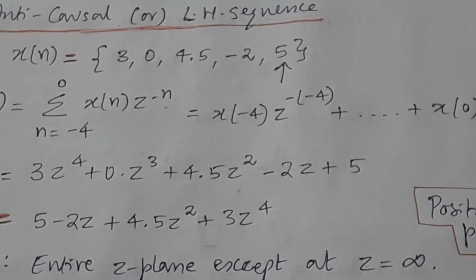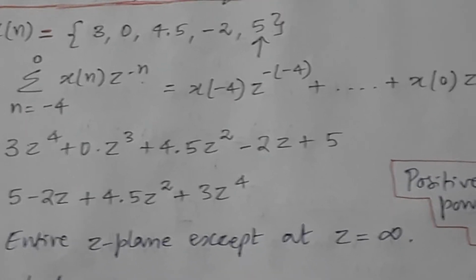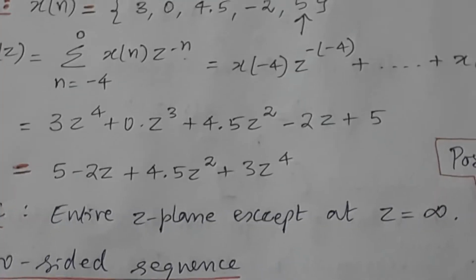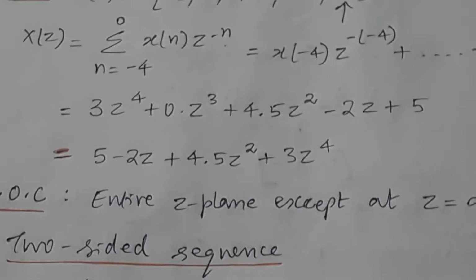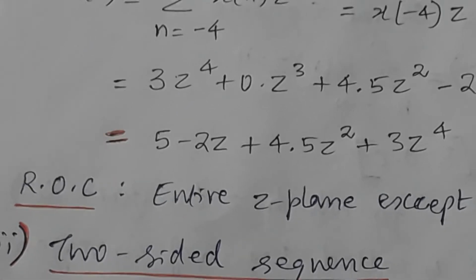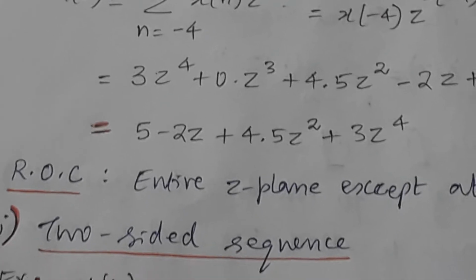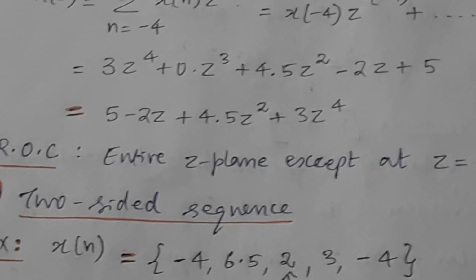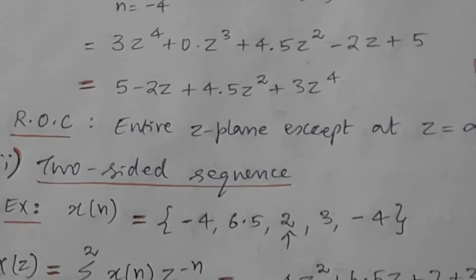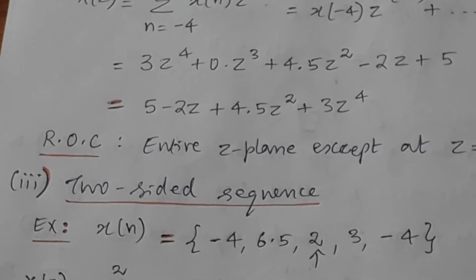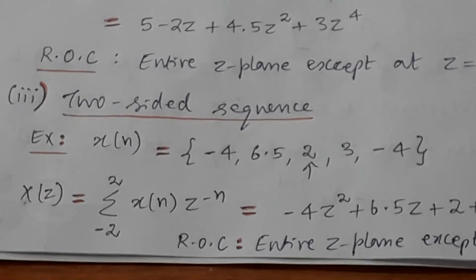X of minus 4 value is what? 3. Just substitute the values as we saw in the causal sequence. So here the answer will be in positive powers of z. Clear? And when will X of z be infinity for this? 5 minus 2z plus z square, like that. When you put z equal to infinity, it becomes infinity. Therefore the ROC is the entire z plane except at z equal to infinity. Clear? All these are 2 marks, 4 marks questions. The university has asked them.